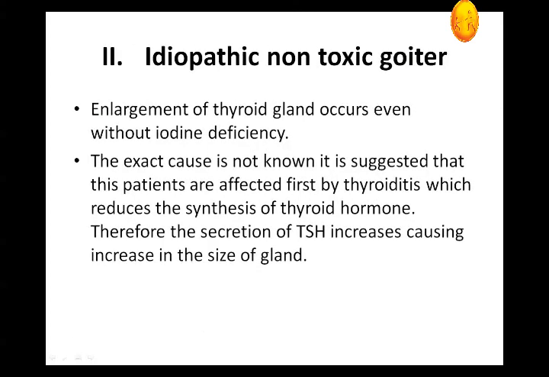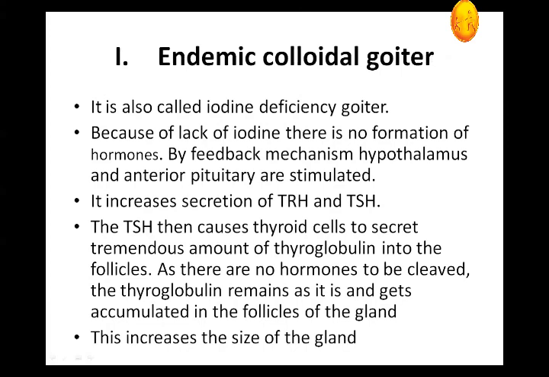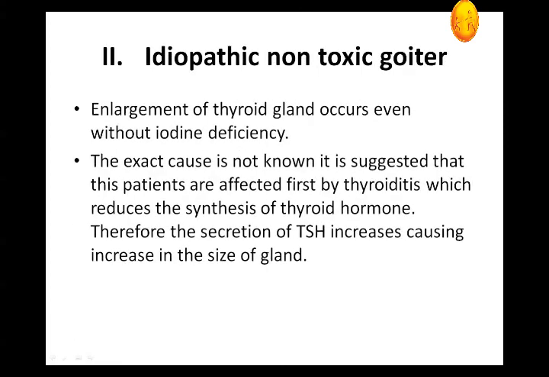Then idiopathic non-toxic goiter. Two types of goiter are there: one is endemic colloidal goiter and the other is idiopathic non-toxic goiter. Enlargement of the thyroid gland occurs even without iodine deficiency. The exact cause is not known. It is suggested that these patients are first affected by thyroiditis, meaning inflammation of the thyroid gland, which reduces the synthesis of thyroid hormone. Therefore, the secretion of TSH increases, causing an increase in the size of the gland.